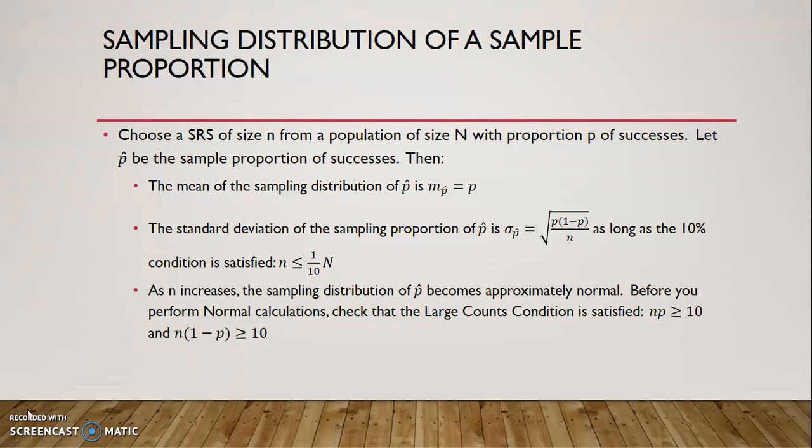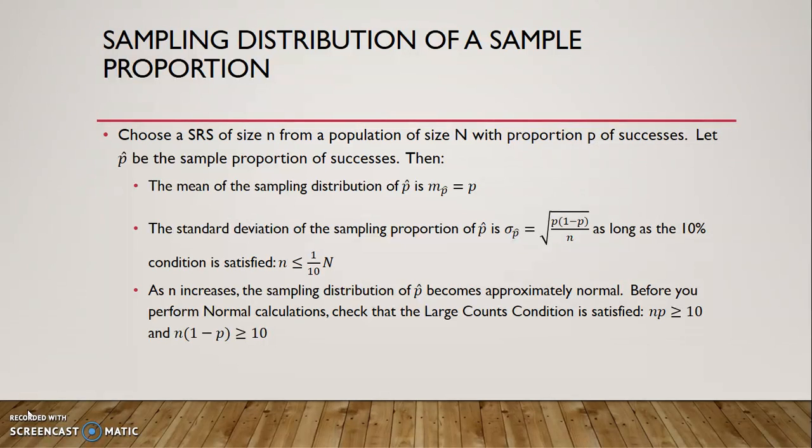Okay? The mean of that sampling distribution of p hat is represented by mean of p hat is equal to p itself. Okay, because if it was an unbiased estimator, the center of your sampling distribution is going to be the center of your entire population.